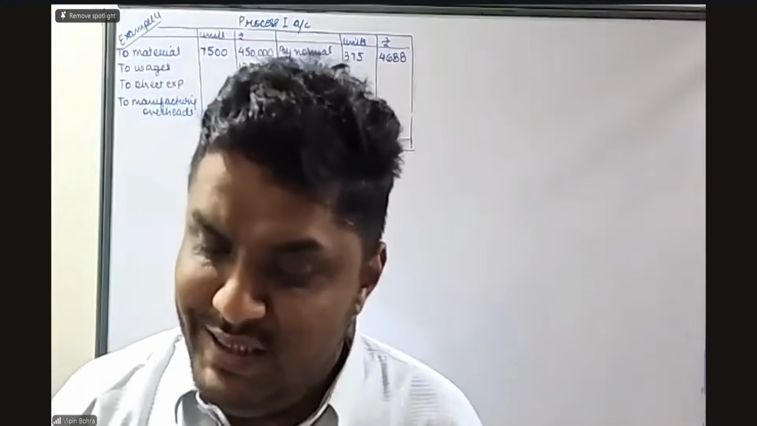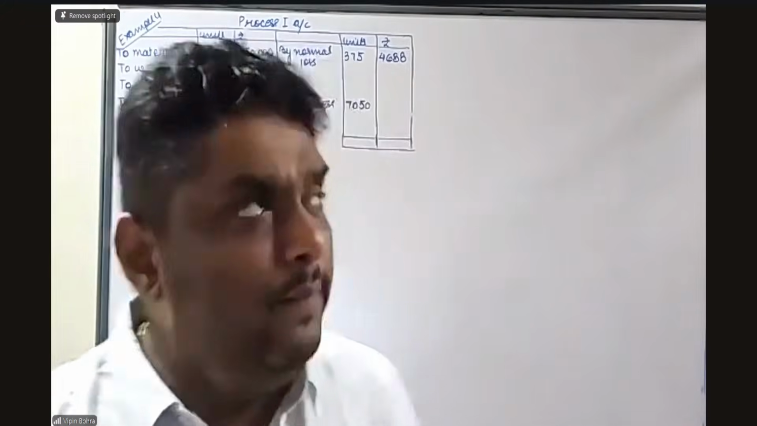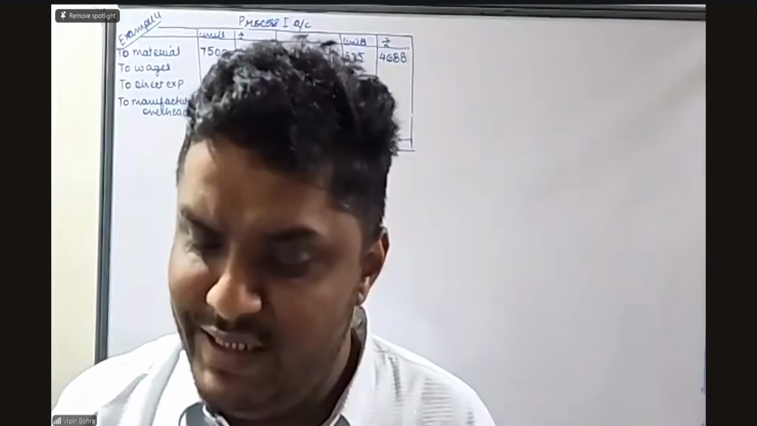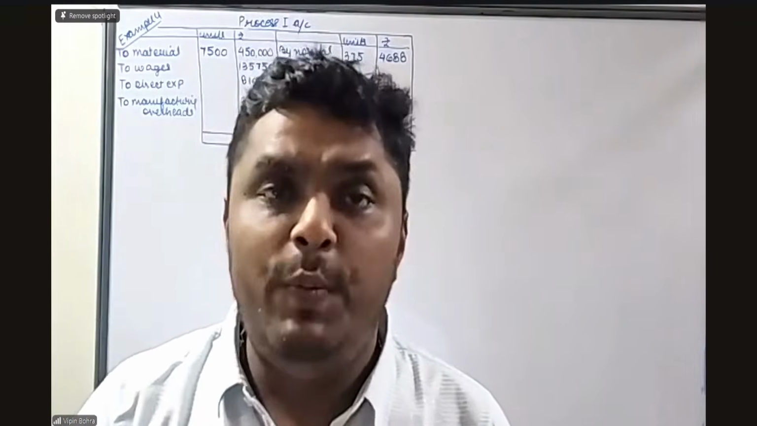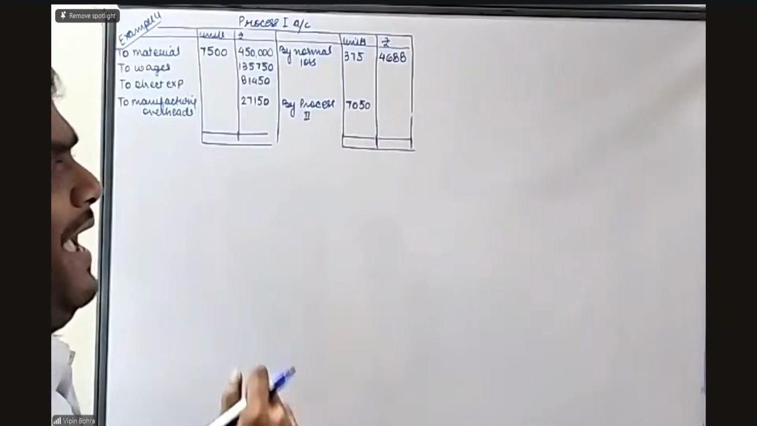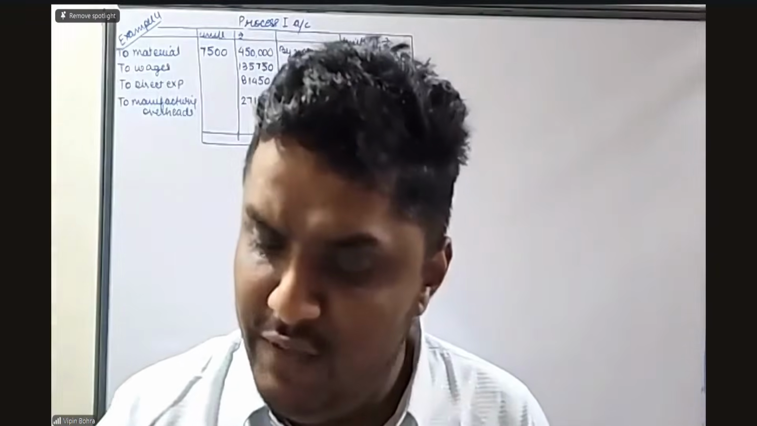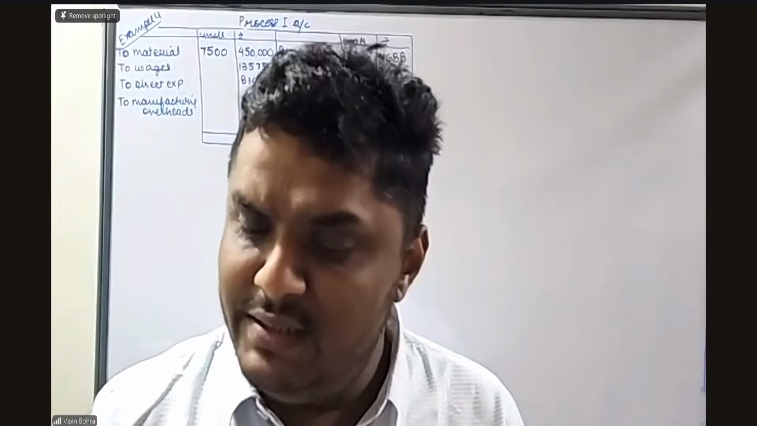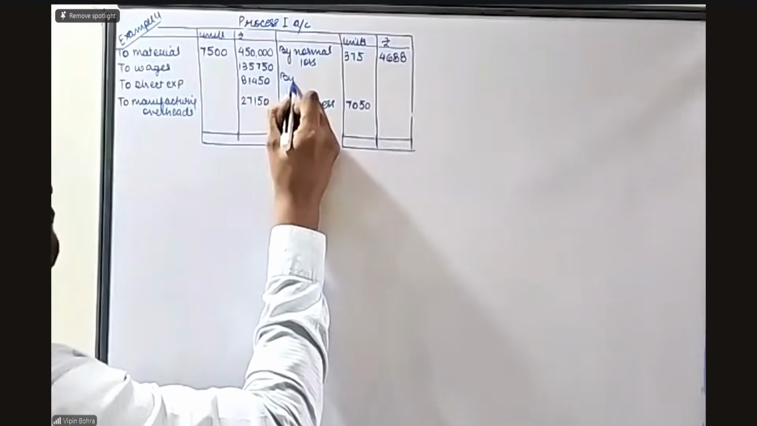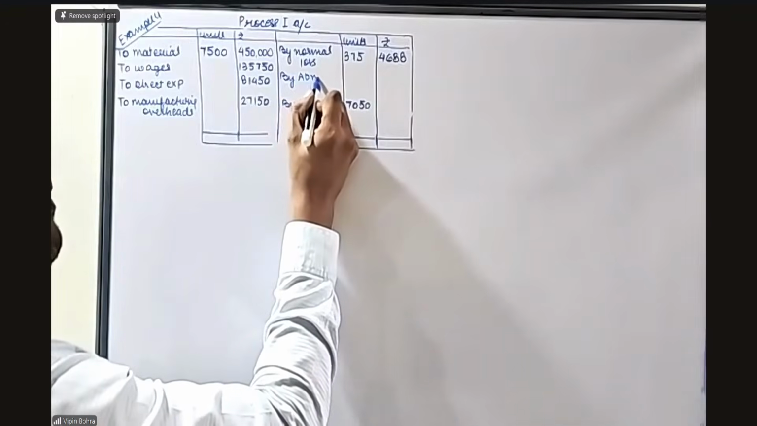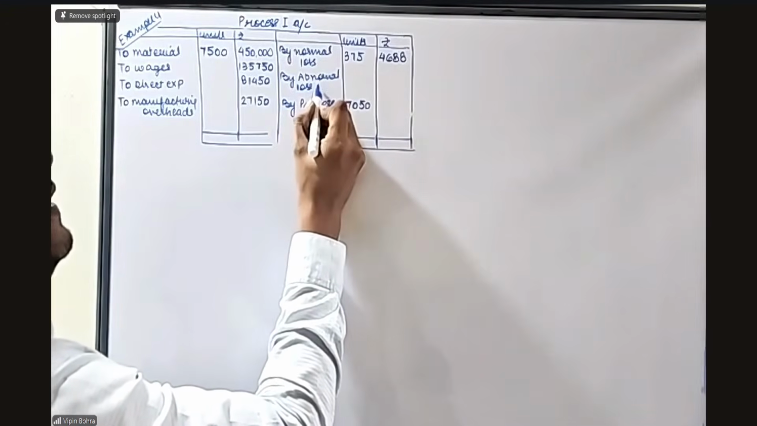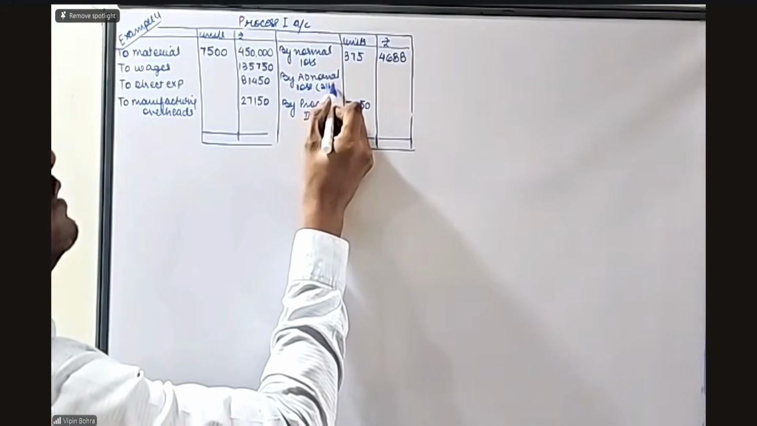So now 7,500 was my input. I was expecting a normal loss of 375 and my output I was expecting is 7125. However, my actual output is 7,050. So it means there is an abnormal loss of 75. We can say it is a balancing figure also.